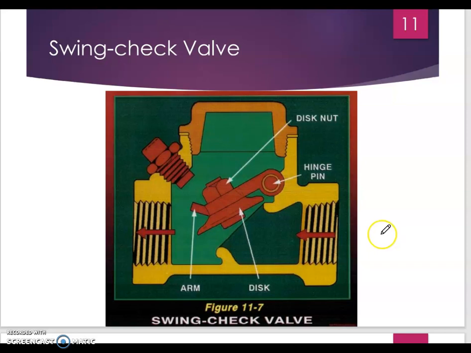This is the example of a swing check valve layout. As you can see, the flow is coming from here to the outlet. There is a hinge pin here to control the disc, so it can go down or upward to let flow come in here. That's why we call it a swing check valve. So it will go like this, right?